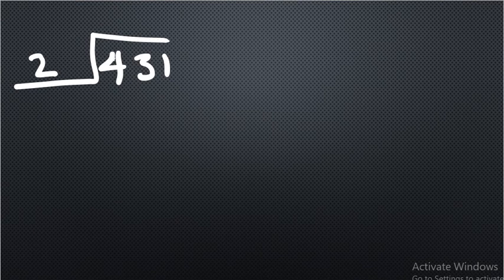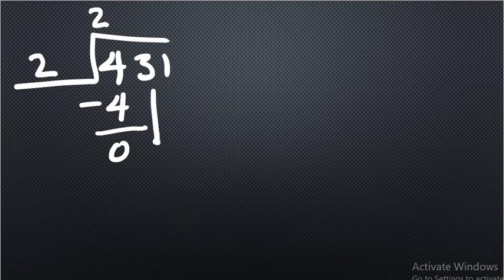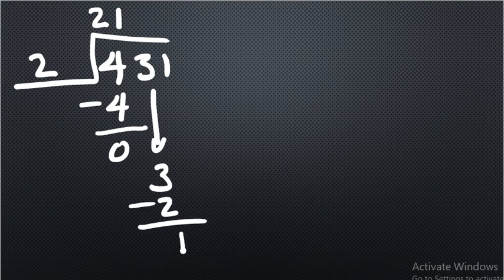Obviously, kids are playing with me this time. So 4 divided by 2, it's going to be 2 times. 2 times 2 will be 4. When I subtract, the remainder is 0. I will bring the next number, which is 3. Can I divide 3 by 2? Yes, because 3 is larger than 2. Obviously, it will be 1. 1 times 2 is 2. Subtract, the remainder will be 1. And bring again the next number.